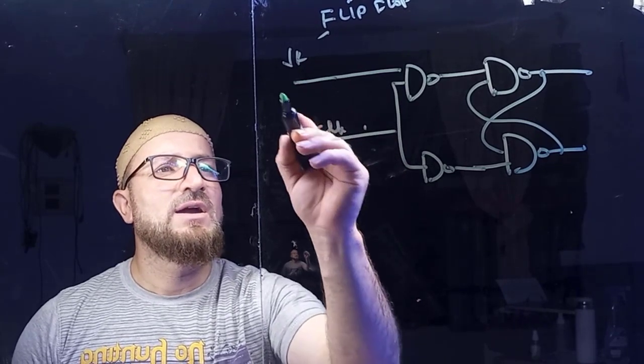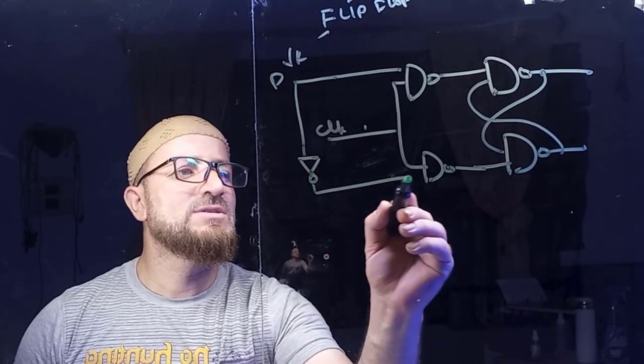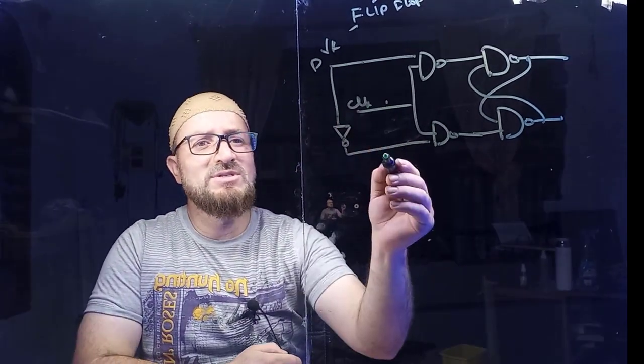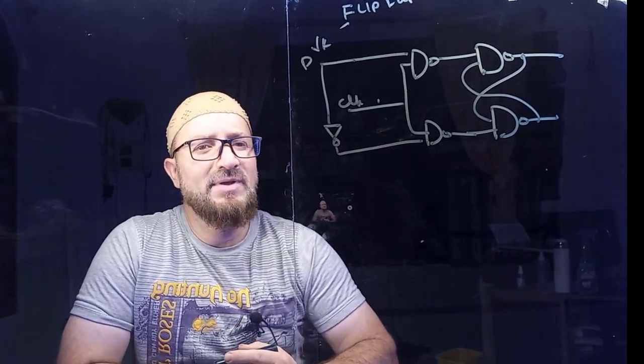And in a D flip-flop, what we had is we put up a complement here and give this to this gate, so the 1-1 state never comes. If it is 1, it's going to be 0. If it is 0, it's going to be 1. So the 1-1 state never happens.